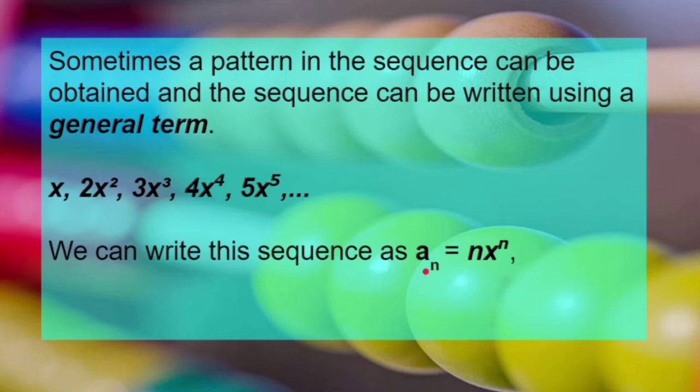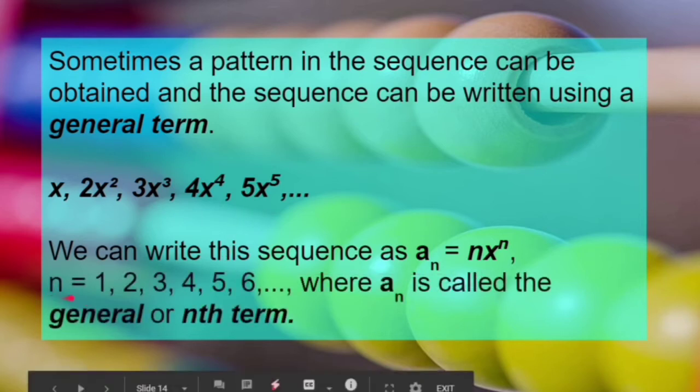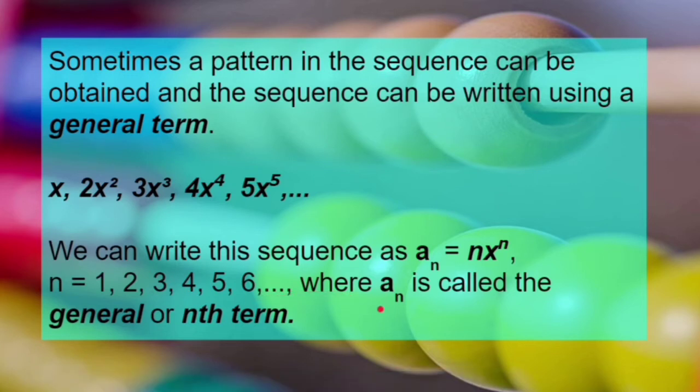So what is our n? That is the number of the term. Since on the first term, the exponent and coefficient is 1. For the second term, we have 2. Third term, we have 3, and so on. So those are the values of n, where a sub n is called the general or the nth term.